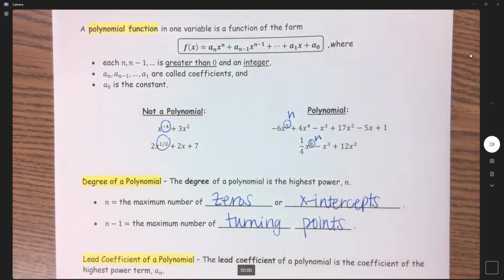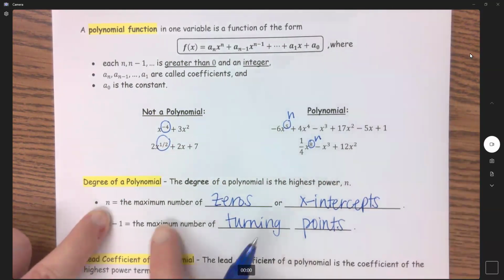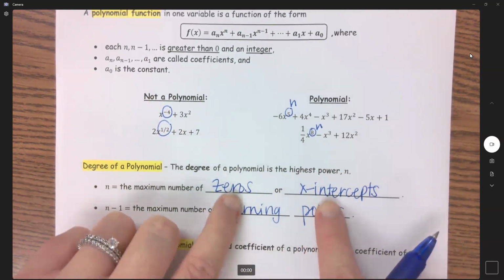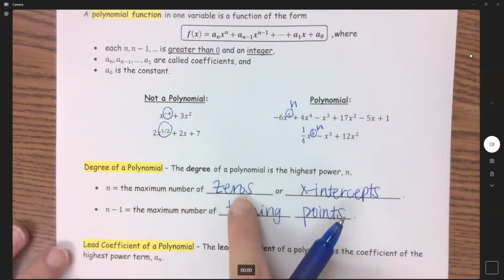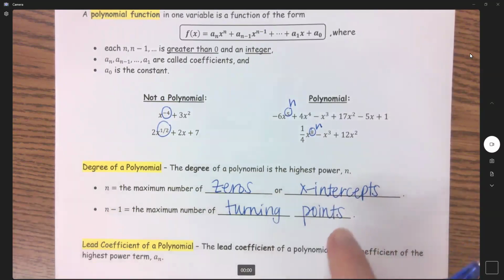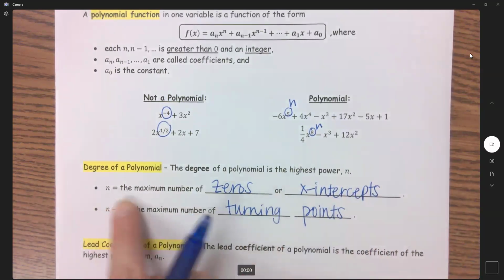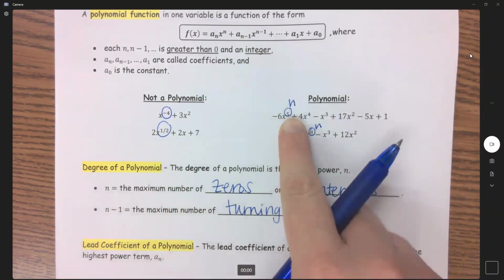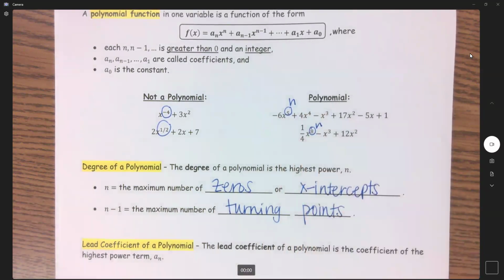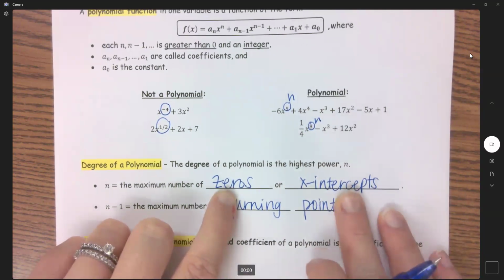Now, n tells me two different things. First, n tells me the maximum number of zeros or x-intercepts. So these mean the exact same thing. So you need to be familiar that when they ask for zeros, they're talking about x-intercepts or vice versa, right? So if n is the maximum number of zeros, that means this one here has a degree of 5. So it means it has a maximum of 5 different zeros or 5 different x-intercepts, or even 5 different solutions. If this one is x to the 8th, my n is 8, so it means I have a max of 8 zeros or 8 intercepts.